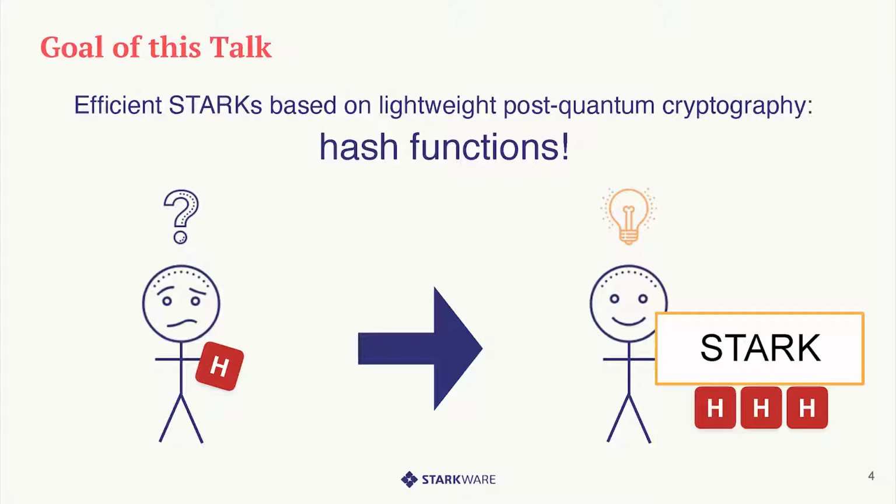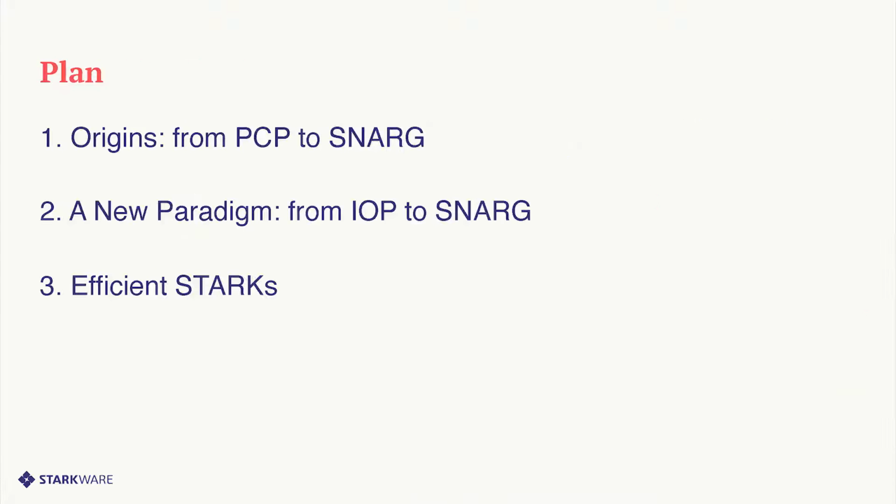All right, so it seems pretty daunting. I just have a hash function to build a STARK, right? But yet I can actually do it with pictures. So the plan is I will first describe a way to obtain a STARK using a pretty simple object called the PCP.